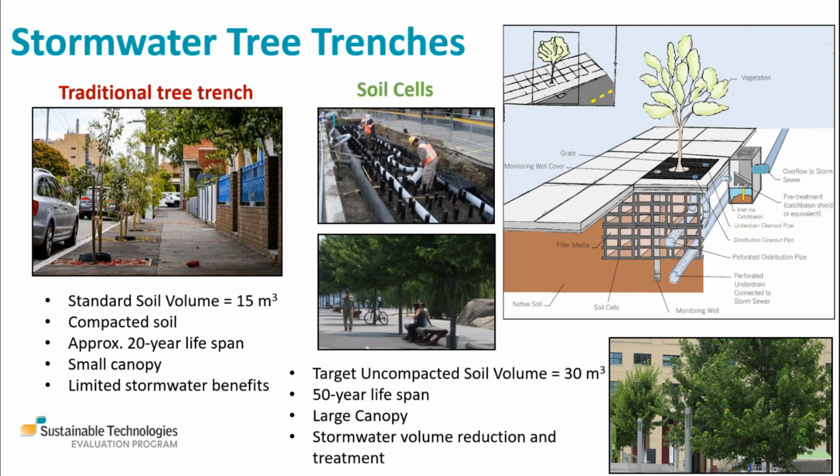So, in comparison to a traditional tree trench, which we see here on the top left, stormwater tree trenches and soil cells have a much larger uncompacted soil volume that can accommodate higher levels of organic matter content, which supports larger, healthier, and longer lasting trees and/or vegetation growth.